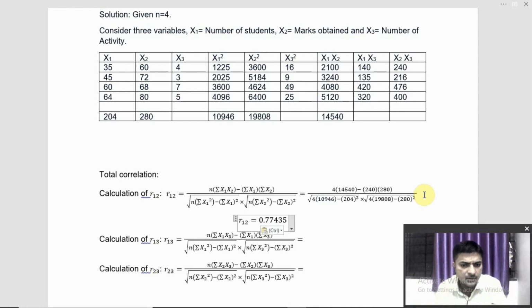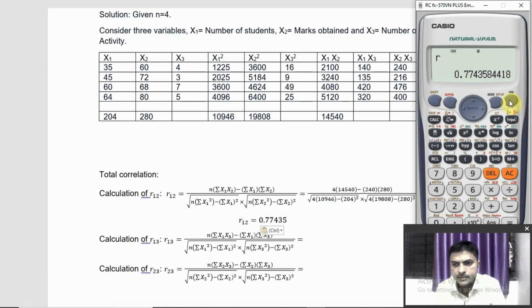Finish. Now once again I will go with x1 and x3, so R13 I'm going to take. Next correlation: again I have to go to mode setup, statistics, and 3 2. You will get x y. This time I'm going to take x1 and x3, so that is 35, 16. If you don't understand, students, revise the video once again, repeat the video again and again. So x3 I will take now: 4, 3, 7.